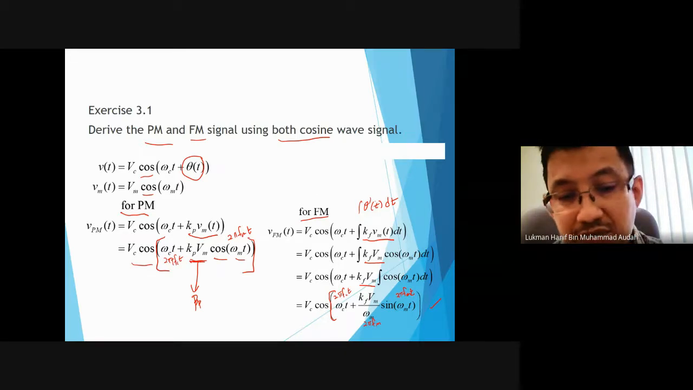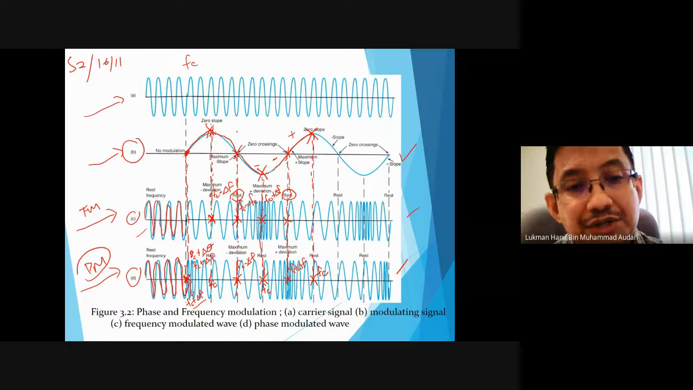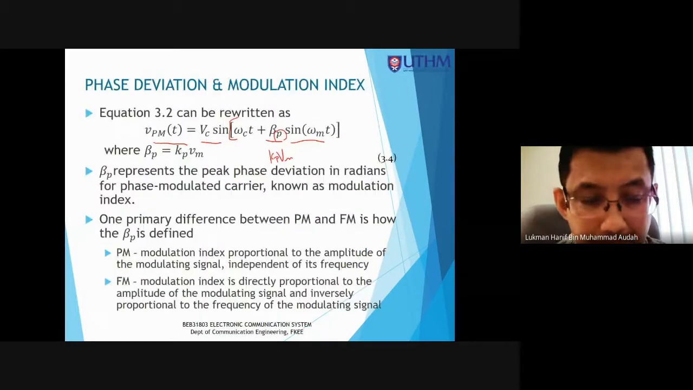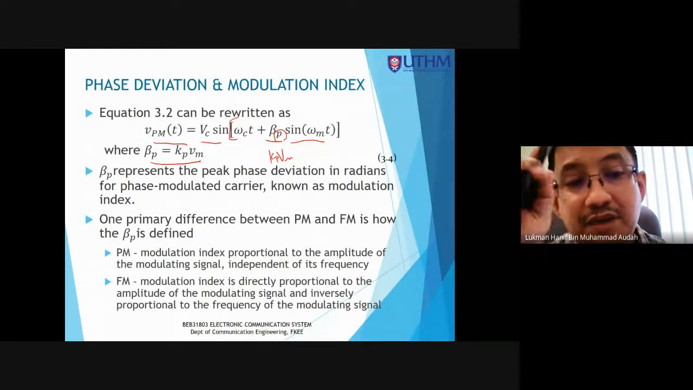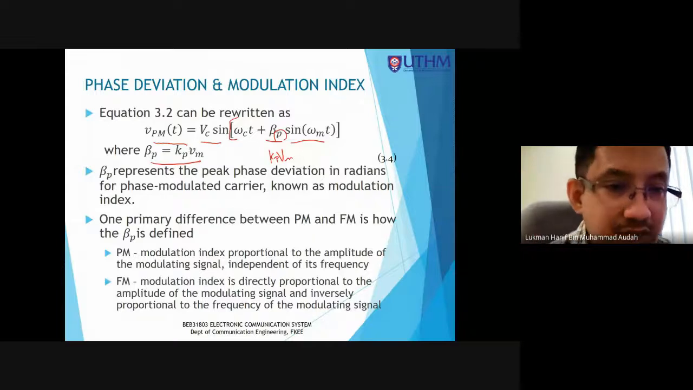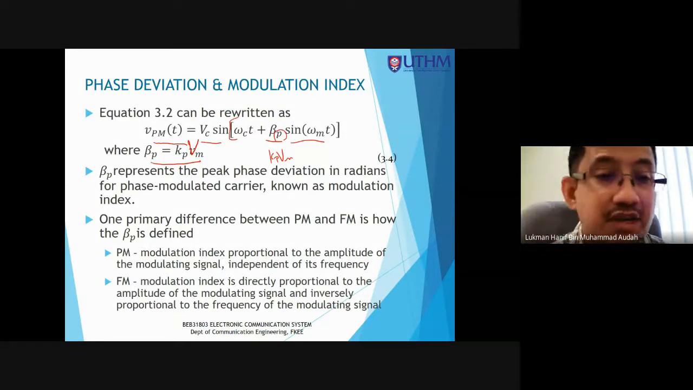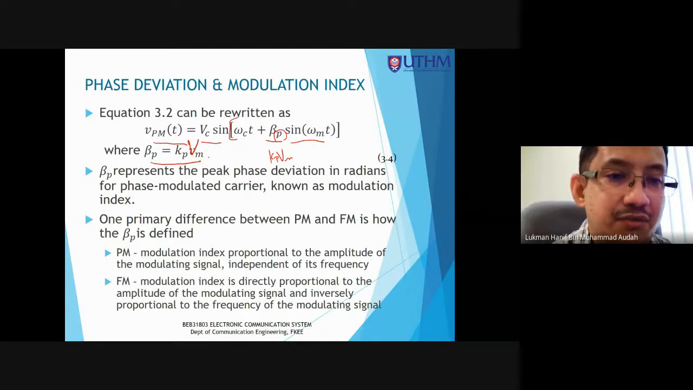Okay. So beta P adalah modulation index for PM. Okay. So unitnya adalah KP, dia adalah KPVM. Ini sebenarnya V besar, so please correct, this is supposed to be KPVM. And the unit is radians.